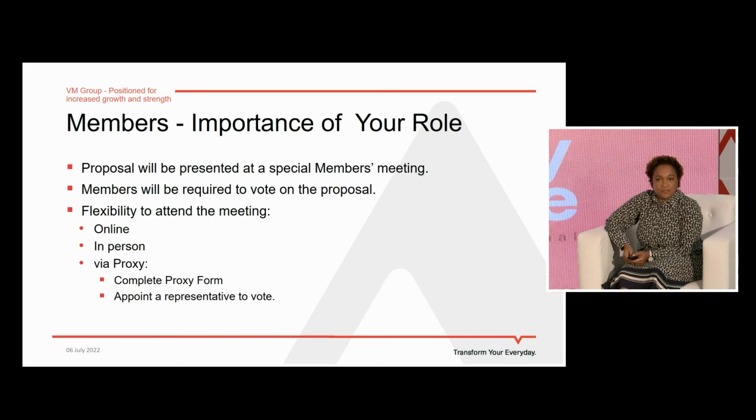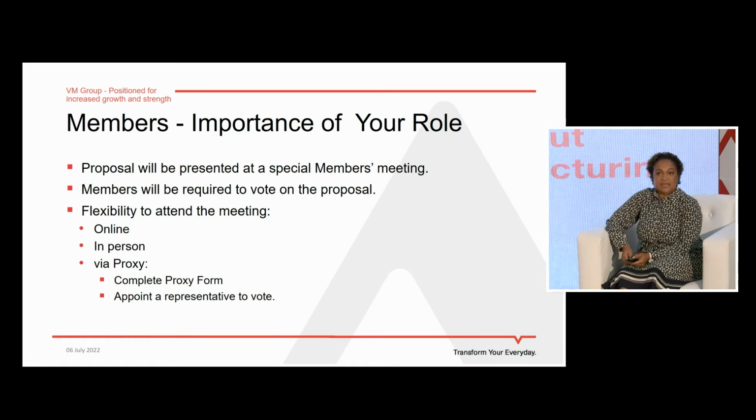So the role of our members is very important. Once we issue the notice of the meeting, we're inviting our members to attend in person or online. So we're allowing flexibility for you to participate in person or online or through a proxy. A proxy is a form where you can elect someone to attend on your behalf and vote at the meeting on the matters that are going to be presented for the new corporate structure, for the implementation of the financial holding company and the implementation of the mutual holding company.